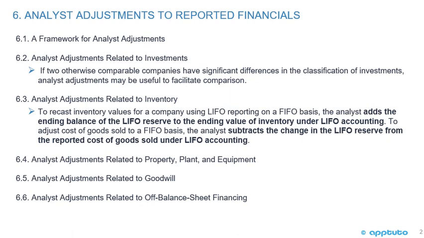To recast inventory values for a company using LIFO, reporting on a FIFO basis, the analyst adds the ending balance of the LIFO reserve to the ending value of inventory under LIFO accounting. Remember, LIFO is only used in the US under US GAAP, okay? Not permitted under IFRS. To adjust cost of goods sold to a FIFO basis, the analyst subtracts the change in the LIFO reserve from the reported cost of goods sold under LIFO accounting. And again, we've gone through all that in previous LOS.